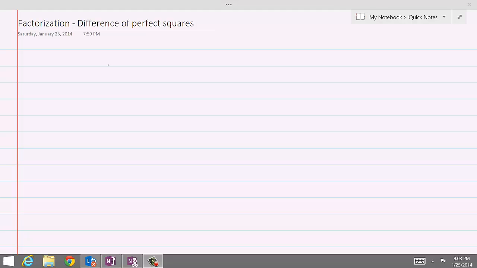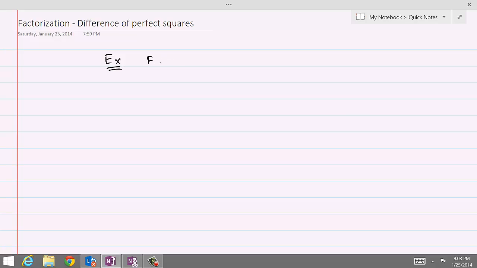If the given expression to be factored contains two terms with a negative sign between them, we see if it is a difference of two perfect squares by comparing it with a square minus b square. Let's take an example.